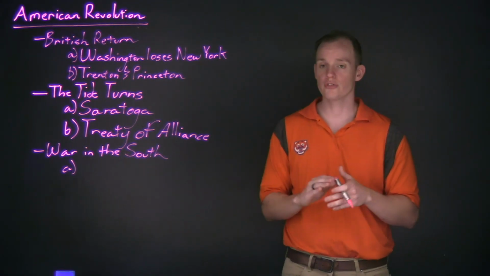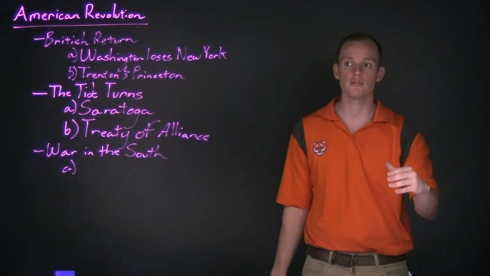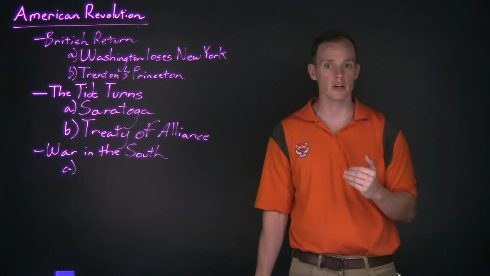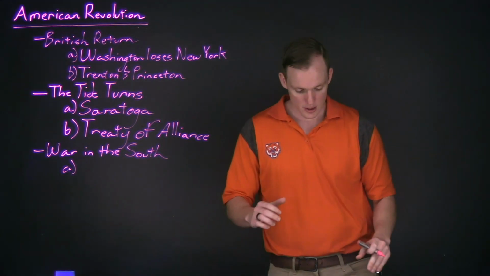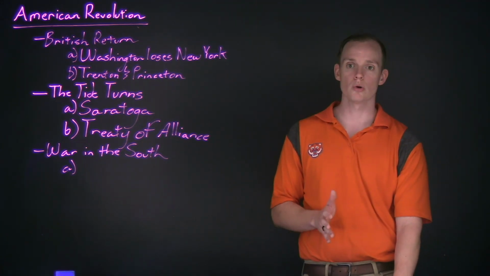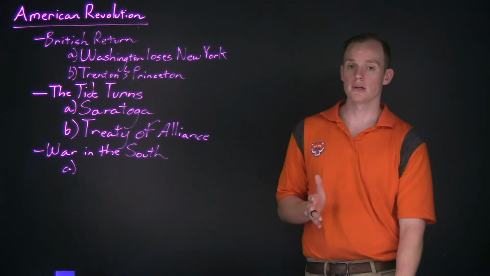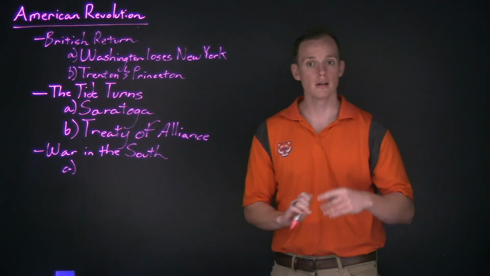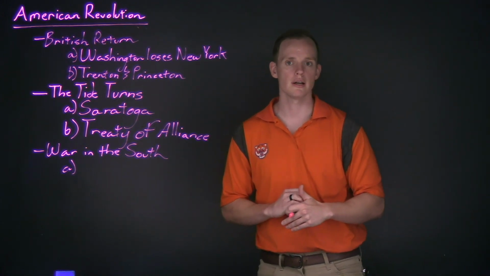So they will launch first an incursion into Georgia to capture Savannah, and from there they would then march up through the southern colonies all the way up to Virginia. Now by late 1778, the British forces will land in Savannah, Georgia, and they will capture it relatively quickly. And they would then turn their attention next to South Carolina.